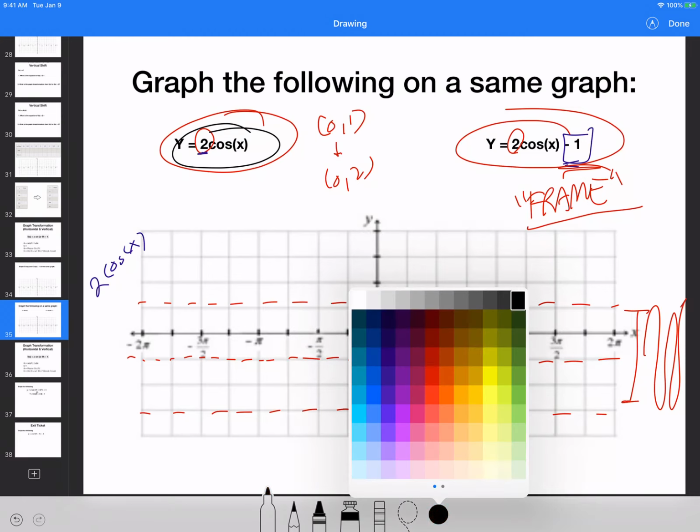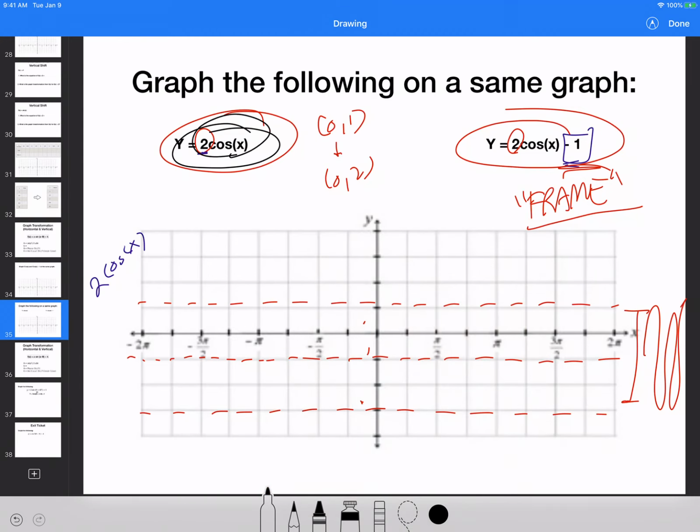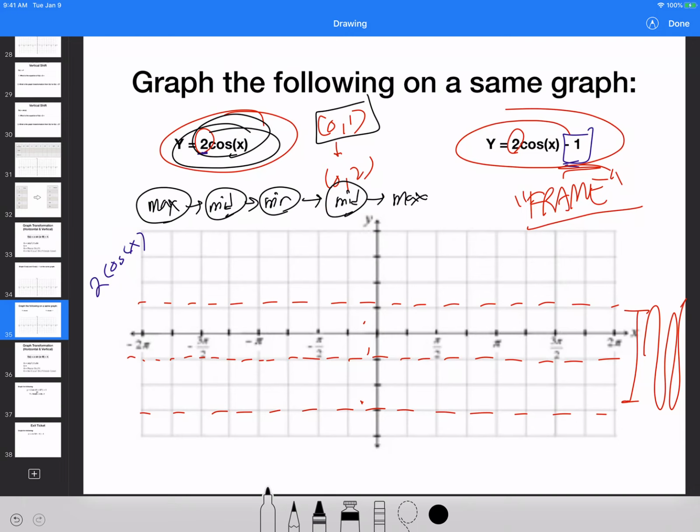Then I'm going to start with, okay, cosine goes from maximum. It always starts from max first because it starts from 0, 1. Then it goes to middle, then it goes to min, then it goes to middle, then it goes to maximum. So this is where your starting point is. This is where your y-axis is. I'm going to start from maximum, that's your highest value.